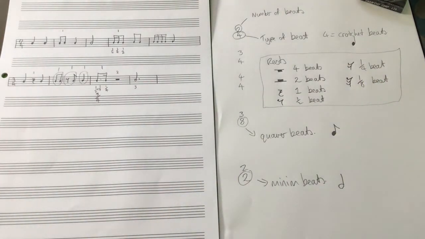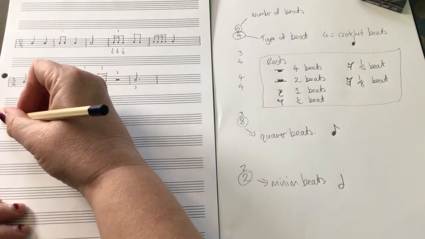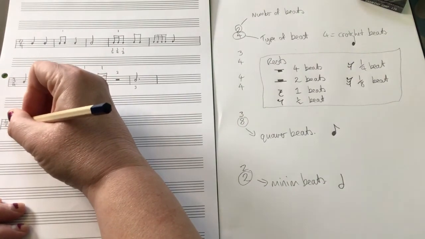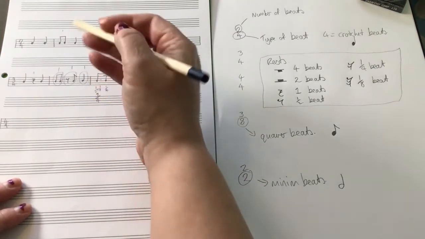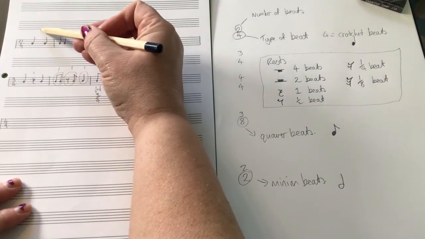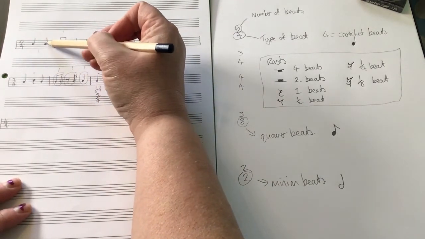So rests work exactly the same as notes. They can have dots after them, they can be extended notes. Let's look at 4/4 here. So remember, we're just dealing with simple time signatures at the moment. 4/4. Now, 2/4, we can divide the bar into 1, 2 beats.